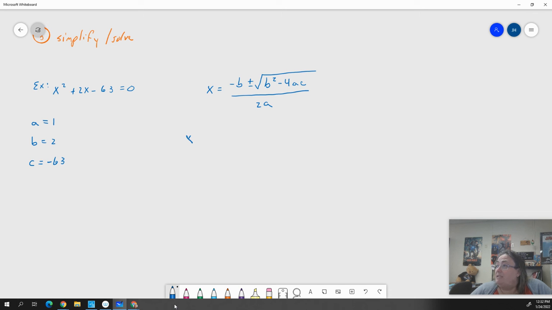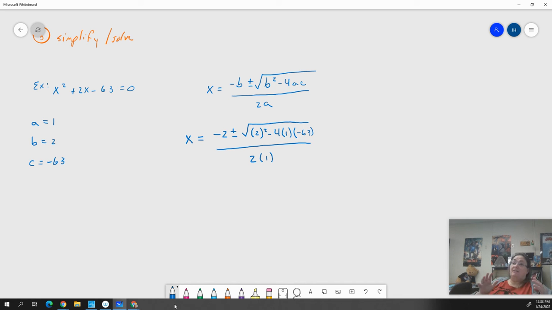So we're just going to plug these in now. We know our formula. Our formula is minus B. Well, that's just minus 2 plus or minus the square root of B squared. So that is 2 squared minus 4 times A, which is 1, and times C, which is negative 63, all over 2 times A. And again, A is just 1.